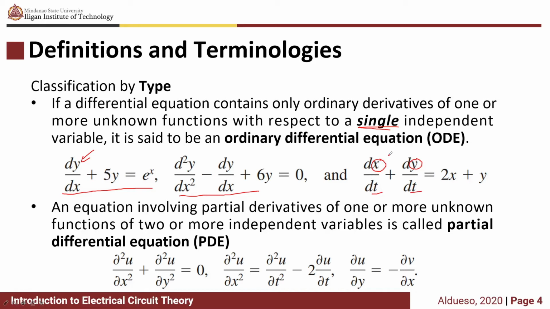Now for the next type, an equation involving partial derivatives of one or more unknown functions of two or more independent variables is called a partial differential equation, or PDE. In this case, instead of a single independent variable, there are two or more independent variables. So looking at this equation, we have independent variables x and y. We have independent variables x and t. Then independent variables y and x.